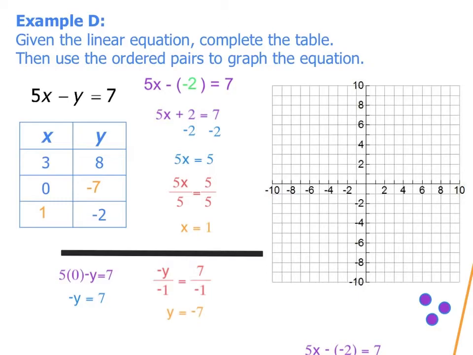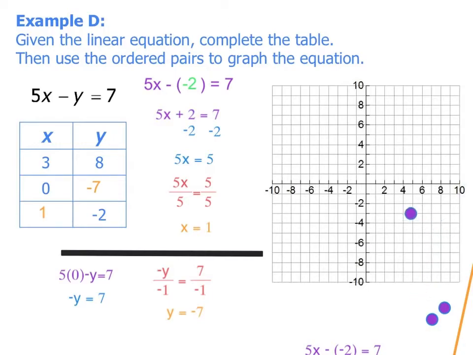Did you get y equals negative 7? Hopefully you did. 5 times 0 is 0. Then you're just left with the negative y. Divide both sides by negative 1 to get rid of that negative, and you end up with y equals negative 7. Excellent. So now we have our points. Let's go ahead and graph them on the board.